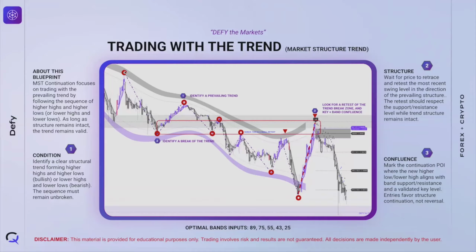So you can see here, in order for a downtrend to form, you need to identify the condition, right? The condition: identify a clear structural trend formation, forming either higher highs or higher lows, depending on whether you're looking for a bullish or bearish sequence, and it cannot be broken. As an example, we had higher high, higher low, higher high, higher low, high, lower high, lower low, lower high, lower low, lower high, lower low. Pardon me, I got a little tongue twisted for a moment.